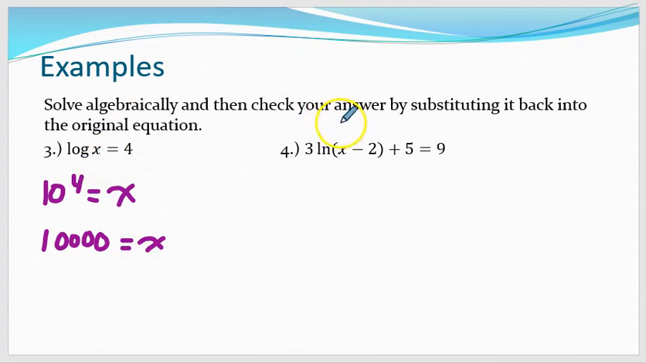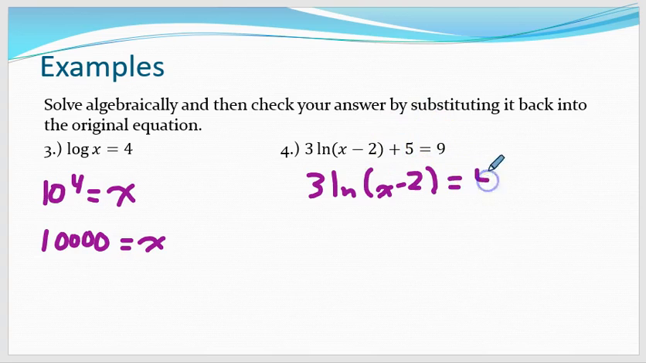For the second example, I do see some numbers being added and multiplied by my logarithmic equation. So first we'll take care of the subtracting. It's kind of like the order of operations, but backwards for solving order. So if I subtract 5 from both sides of the equation, I end up with this. Next, I want to get rid of the number being multiplied by my logarithm, so I'm going to divide everything by 3.